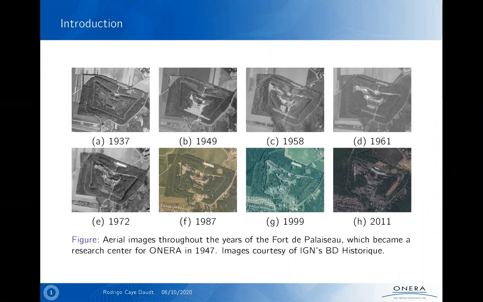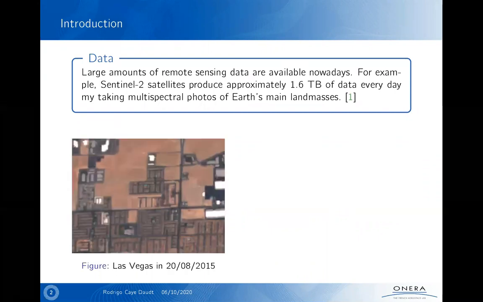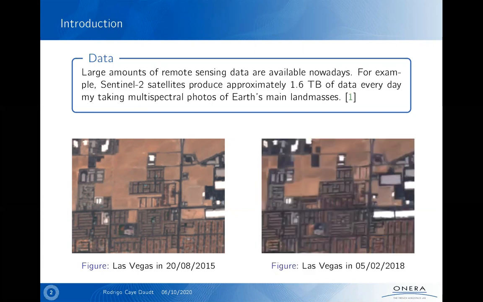These images contain a lot of information, and what we want here is to extract this information on how things changed over time. Also nowadays, there are several systems to obtain a lot of information about the Earth, several satellites and aerial surveys. Here's a pair of images taken from Las Vegas in 2015 and 2018, and you can see, for example, the urban expansion between the two images.